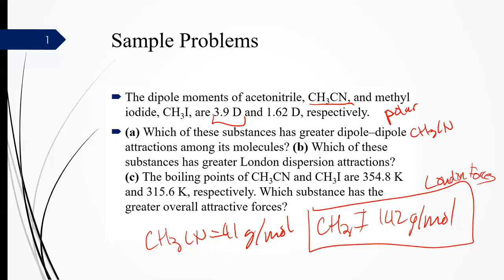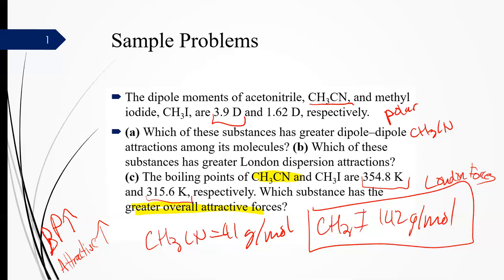And so now it gives us our boiling points. It tells us that CH3CN boils at 354.8 K, CH3I boils at 315.6 K. And so it wants to know which one has greater overall attractive forces. And remember that boiling point increases as attractive forces or intermolecular forces increase. So in this case, CH3CN should have greater overall attractive forces than our CH3I.